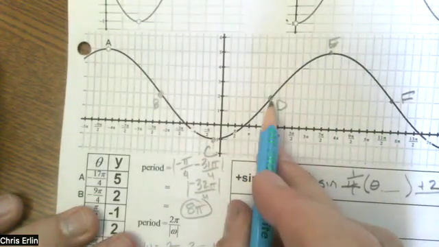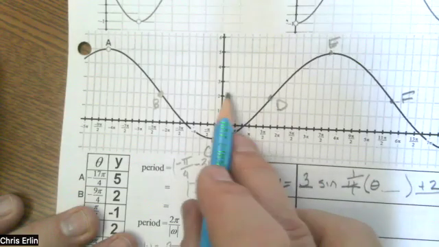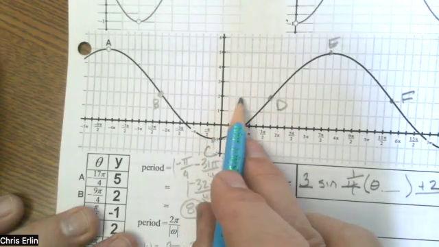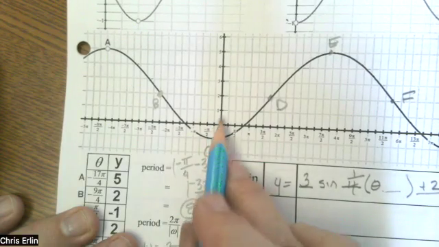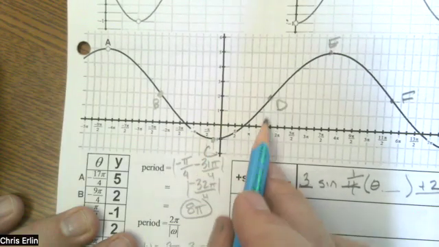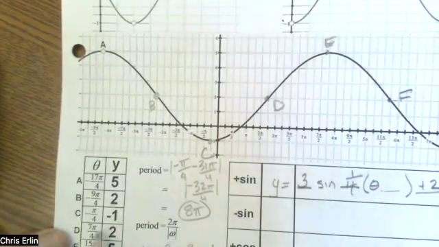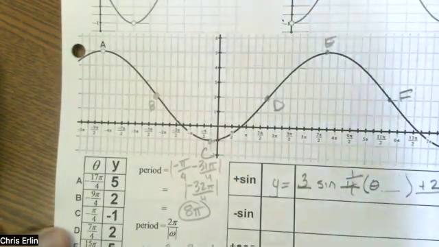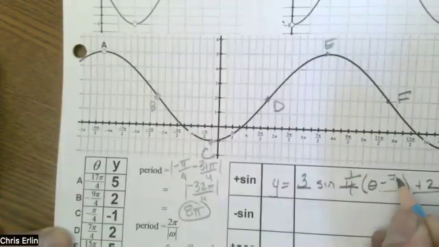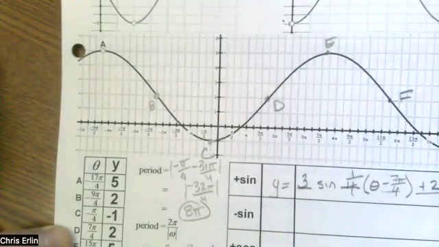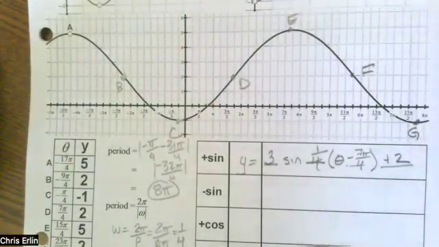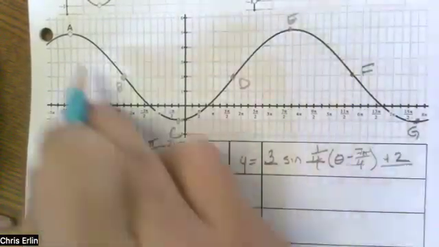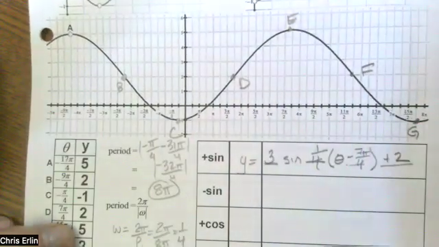D, right? And so this is my phase shift. I want to find out how far over it moves to get D from my center spot. We've already accounted for the vertical shift to here. So what's the X value of D? 7 pi fourths. So we'll just say negative 7 pi fourths, or minus 7 pi fourths. And that's done. This equation would now describe this entire curve.